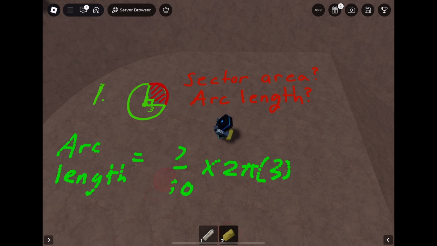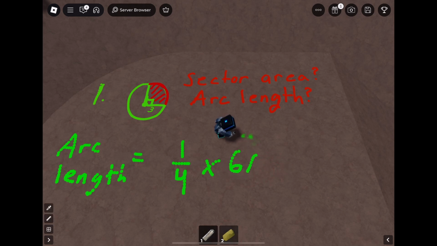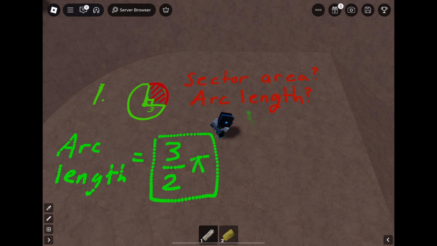90 over 360 is just equal to 1/4. And then 2 pi times 3 is just 6 pi. And then finally, 1/4 times 6 pi is just 6 over 4 pi, or that's just 3 over 2 pi, if you simplify that fraction. So that's it. That's how long the arc length is. And if you want to put that on a calculator, it roughly is 4.71 units.